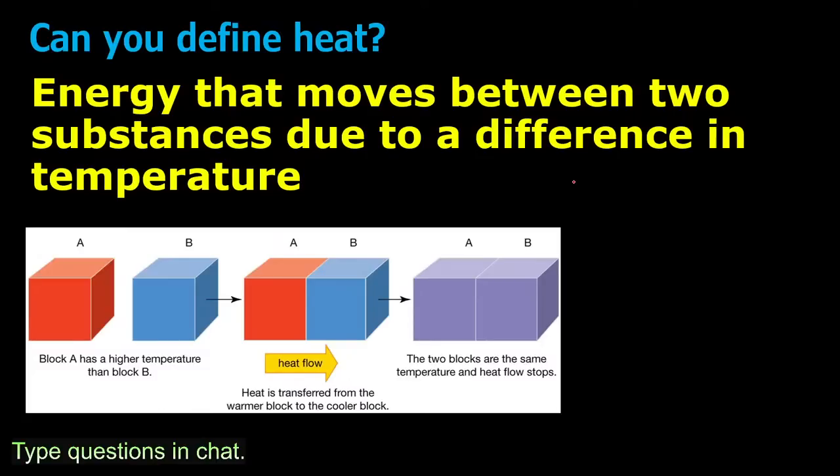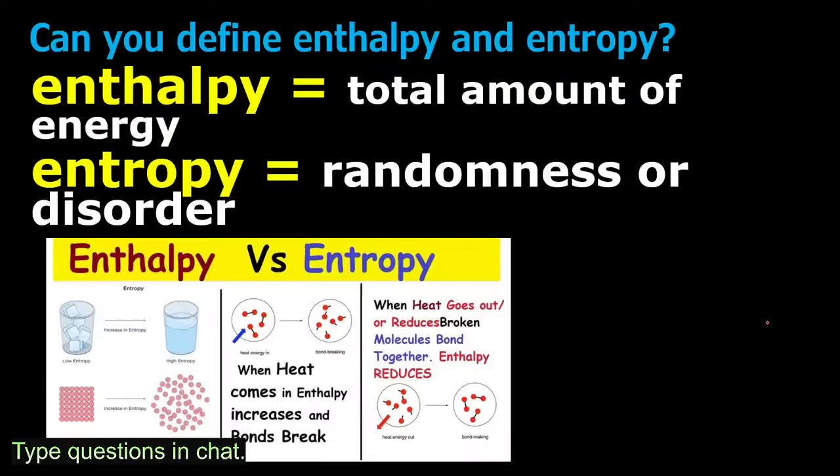You should know enthalpy and entropy. They use the word enthalpy less often. Instead, they typically just use energy, but they could throw in enthalpy. Enthalpy is basically the total amount of energy, all the kinetic and all the potential energy. And entropy is randomness or disorder.